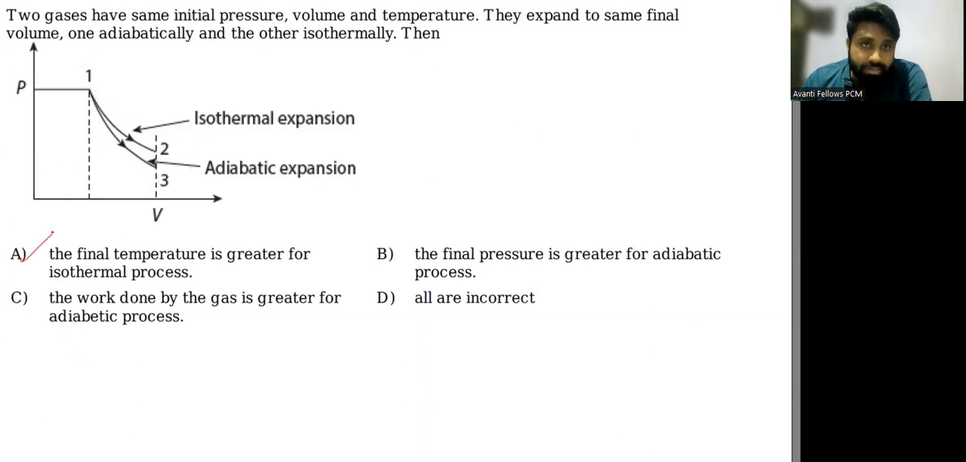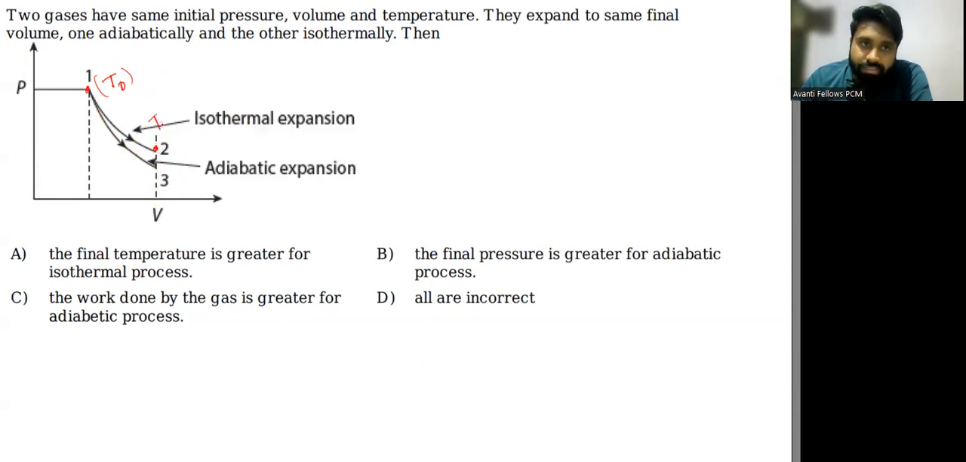Now, the first option: the final temperature is greater for the isothermal process. Okay, we will check all the options one by one. Initially they have same temperature. Initial pressure, volume and temperature are same. Let's say T naught is the initial temperature for both the gases. Now, one gas has expanded isothermally and one gas has expanded adiabatically. Now, we know that in isothermal expansion, the temperature remains constant.